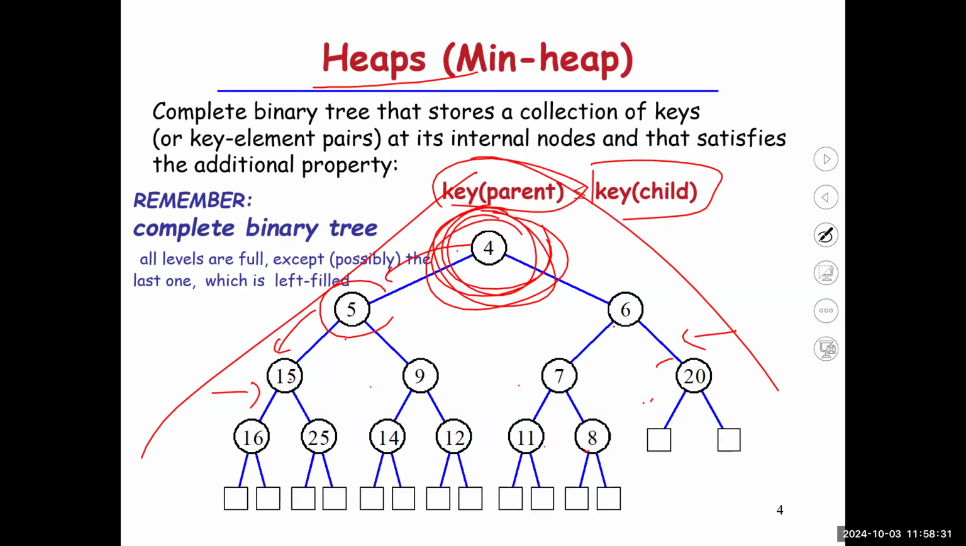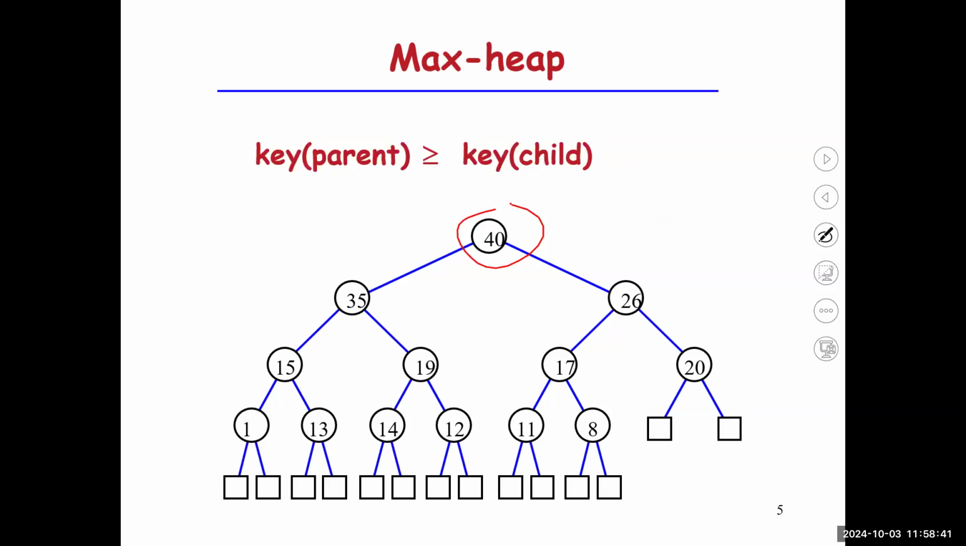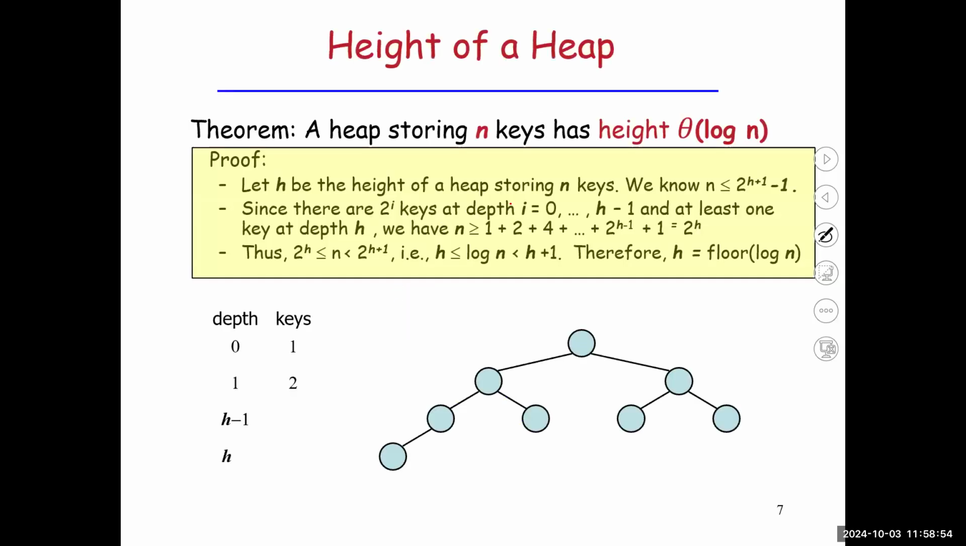Okay? Now, the max heap will be what? The opposite. The root is going to have the maximum number. That means the key of the parent is going to always be greater or equal than the key of the child. Very good. Again, as we said, we don't need to add dummy leaves or dummy nodes, but we're going to see an example with them.